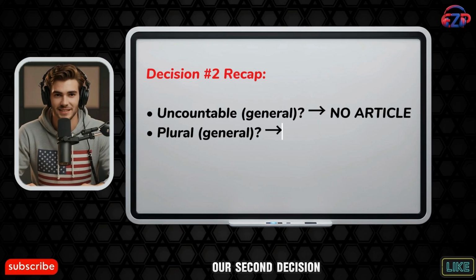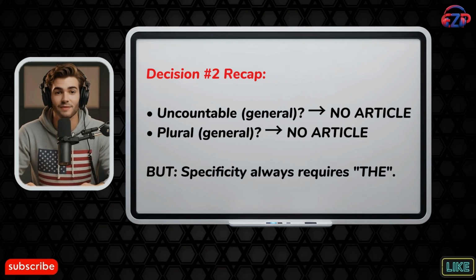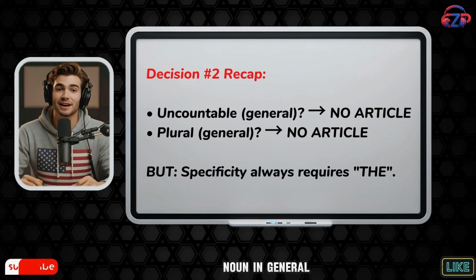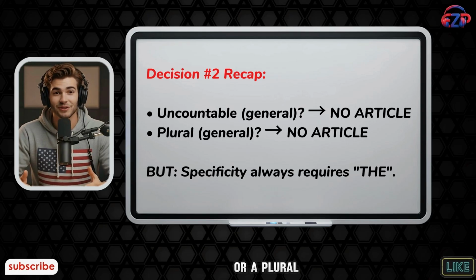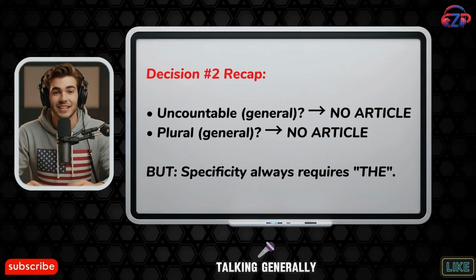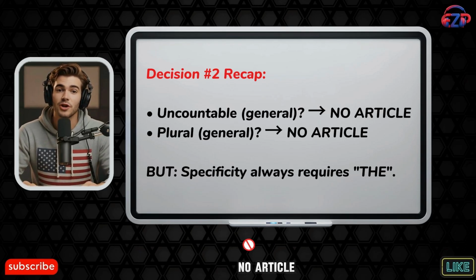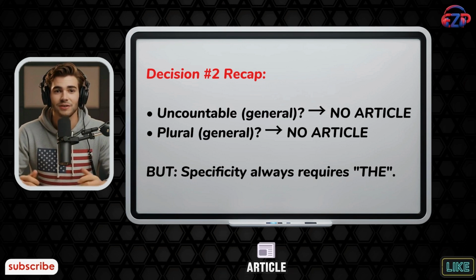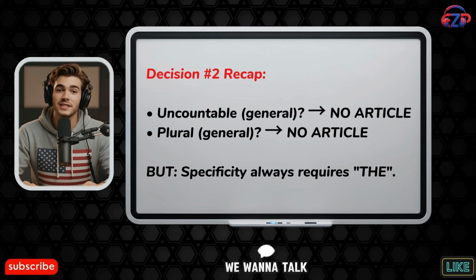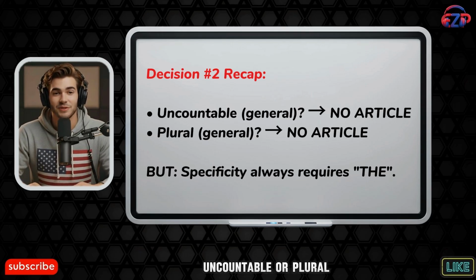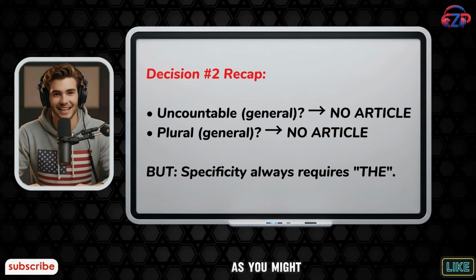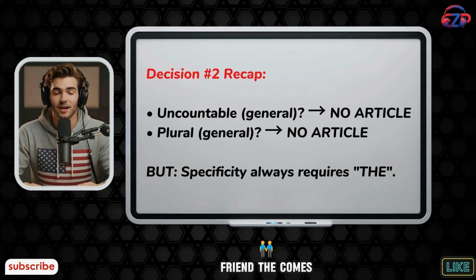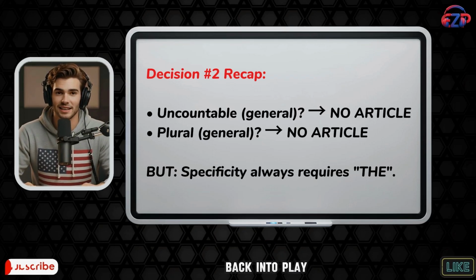So our second decision starts like this. Am I talking about an uncountable noun in general or a plural noun in general? If yes, and you are still talking generally, then you use no article. This is often called the zero article. And this is crucial, what happens when we want to talk about specific uncountable or plural nouns? As you might guess, that's when our friend the comes back into play.